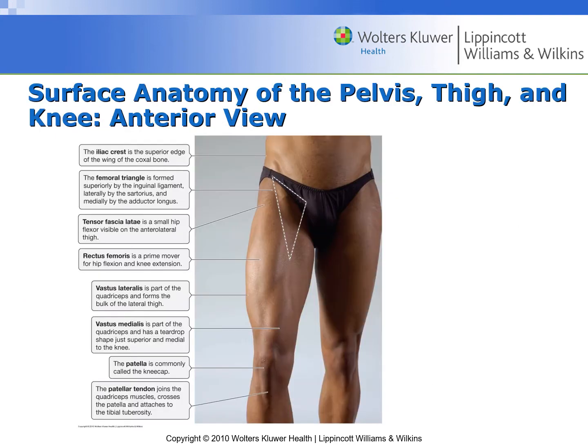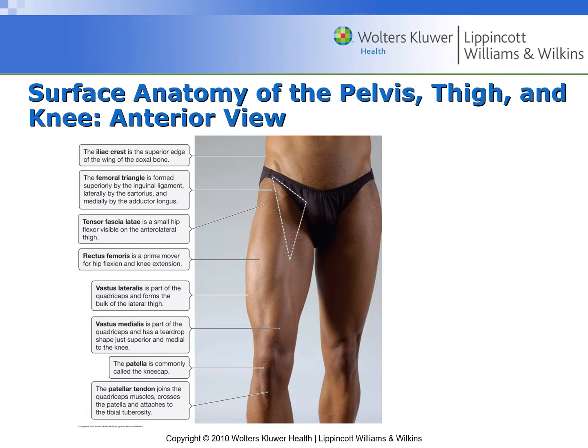We begin today's lecture by taking a look at the surface anatomy of the pelvis, thigh, and knee from an anterior view. The iliac crest is the superior edge of the wing of the coxal bone. The femoral triangle is formed superiorly by the inguinal ligament, laterally by the sartorius, and medially by the adductor longus. The tensor fascia lata is a small hip flexor visible on the anterior lateral thigh. The rectus femoris is a prime mover for hip flexion and knee extension.